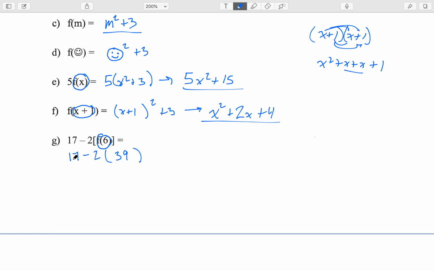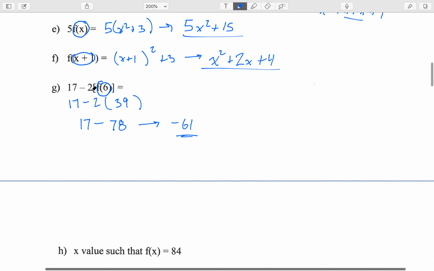So I'm going to go 17 minus, hang on, I do the multiplication before I do the subtraction, right? Oh, that's right. So it's really going to be 17 take away, well, 2 times 39 is 78. So 17 minus 78, which is going to give me negative 61? Yeah, negative 61. This was a number, which means my answer is going to be a number.